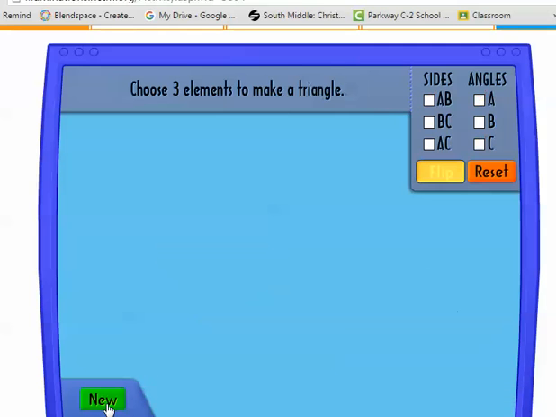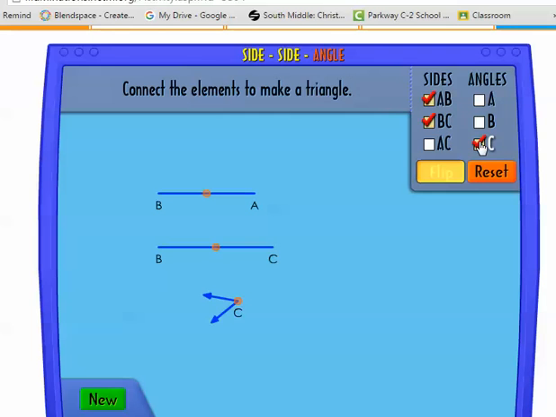Our 5th combination is side, side, angle. So we'll take side AB, side BC, so side, side, and then we just cannot take angle B, because angle B would be the angle in between AB and BC. So I'm going to take C. You could take A or C in this case.